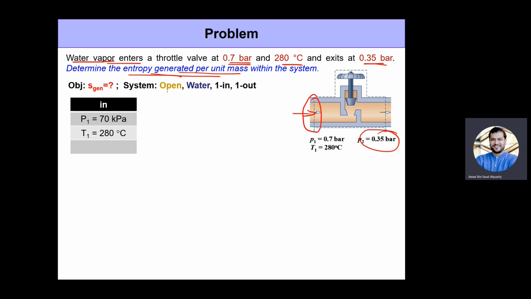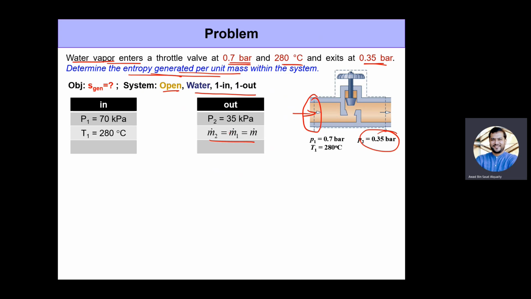So let's note down what we have and what we need to determine. We're dealing with an open system, one inlet, one outlet, and the pure substance that we're dealing with is water. The inlet pressure and temperature are given. The outlet pressure is given, and again, it's a steady state, steady flow device. So we know that the mass flow rate at the inlet should exactly be equal to the mass flow rate at the exit.